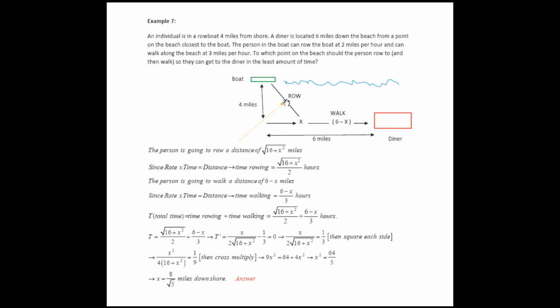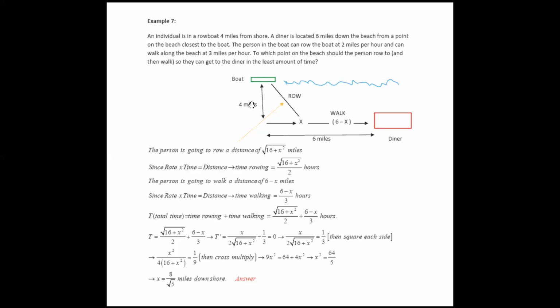They're going to row this distance. Now, what is this distance? Well, we've got to find out what this distance is. This is 4, and this is X. So, and this is a right triangle here, okay? And what we've got is, this is the hypotenuse of a right triangle.